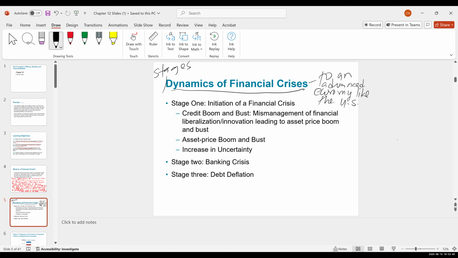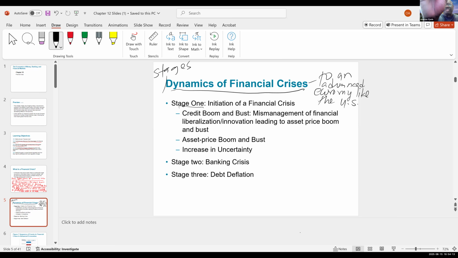So as I said in the beginning, we don't just wake up one morning and there's a financial crisis, okay? There are several events or things that lead up to that financial crisis. Then it just blows up. So there are things that are going to build up through time, and then all of a sudden, the financial crisis becomes fully blown. So let's talk about the initiation of that crisis, especially in an advanced economy like the US. Let's look at stage one, where it all starts.